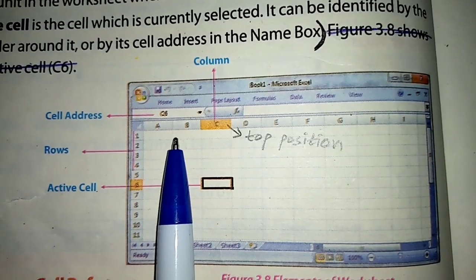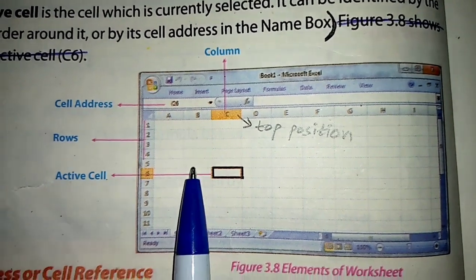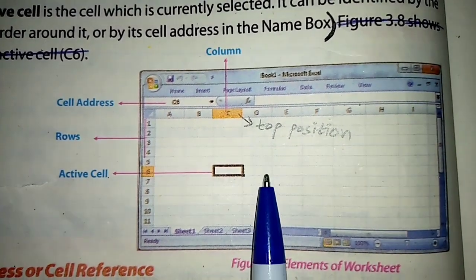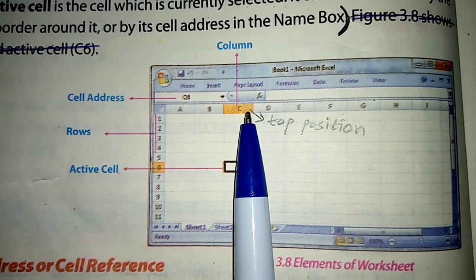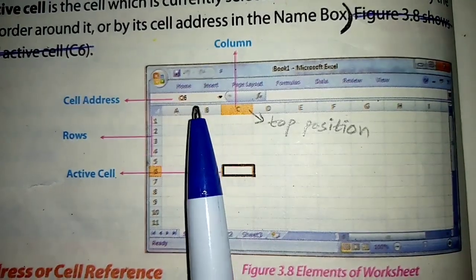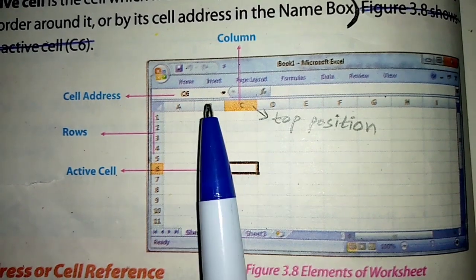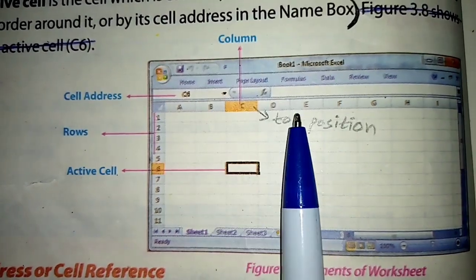Students, here we can see in the figure 3.8, these are the vertical lines. The top position in each column is known as column header. And here we can see that in each column header an alphabet is written. This alphabet is showing the name of the column.